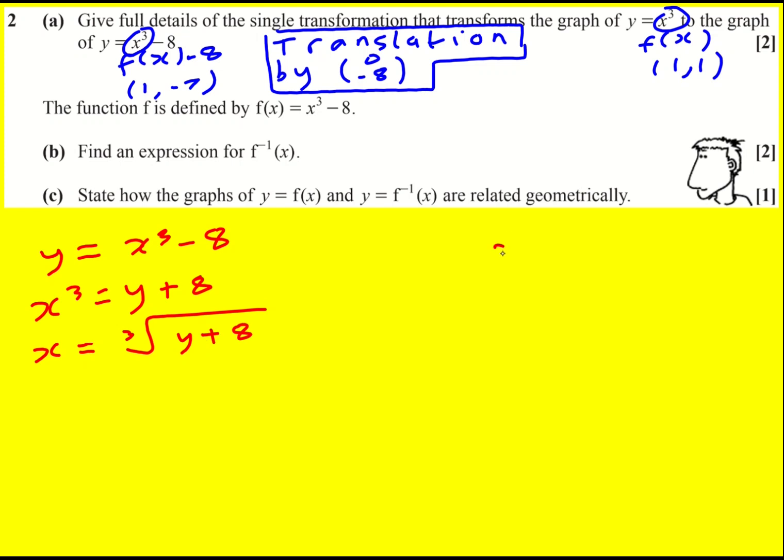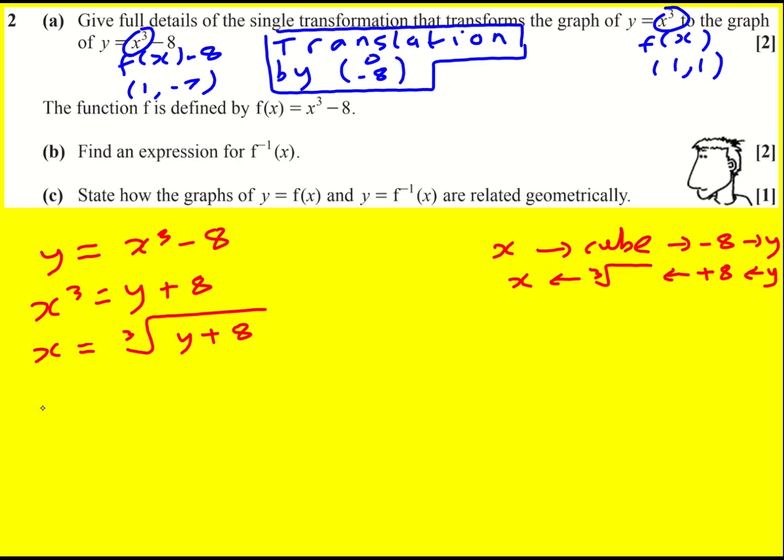And we could draw a little flow diagram. We can see that I'm going from x, and then I'm cubing it, and then I'm minusing 8, and I'm getting y. So I'm going the opposite way. I'm going to be adding 8. I'm going to be cube rooting, and that's going to get me back to x.